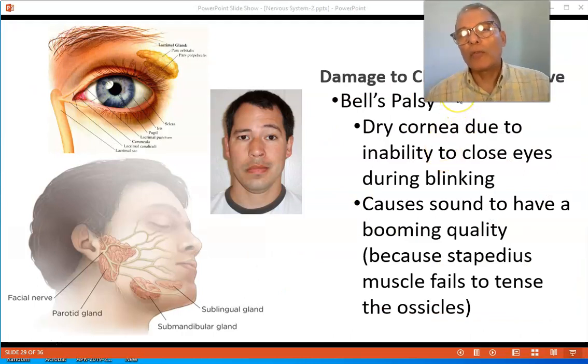Damage to the facial nerve causes what is known as Bell's palsy. And by the way, you see the parotid gland here for saliva, and you see the submandibular gland and sublingual gland. All of these three glands produce saliva while you are chewing, so that you mix your saliva with your food. So the facial nerve, damage to it causes Bell's palsy, and that is characterized by kind of paralysis on one side of the face.